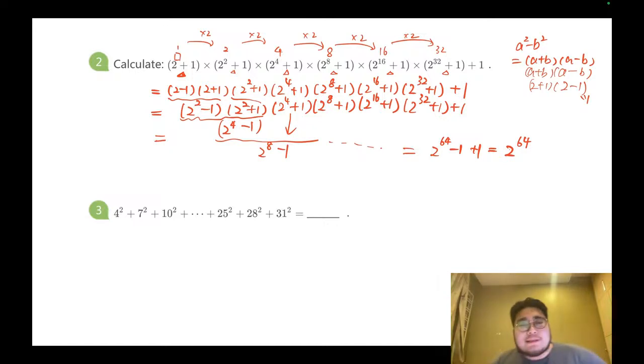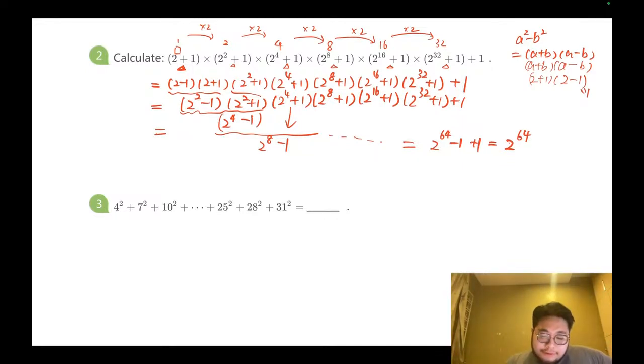So finally, the answer is 2 to the power of 64. This question just uses the difference between two square numbers. Super easy. So about question three, yes.